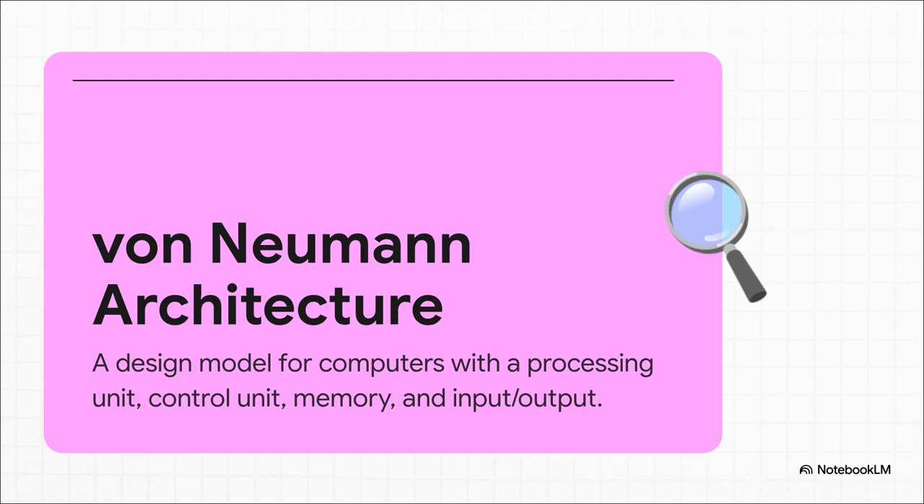It was dreamed up by the genius mathematician John von Neumann, and it's the master plan for everything. Now, it lays out all the essential parts, but its real magic trick is this one simple idea. The instructions, what to do, and the data, what to do it with, are stored together in the same memory. That one idea is what makes a computer a flexible, all-purpose machine and not just a glorified calculator.